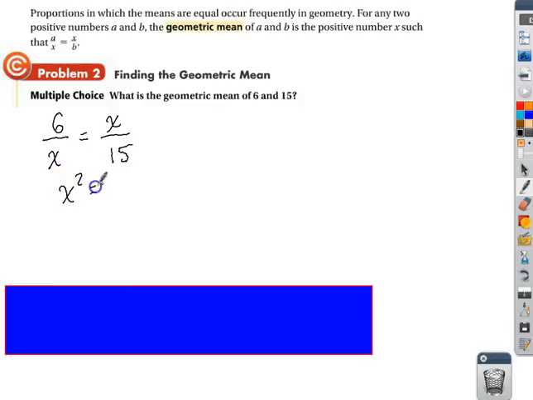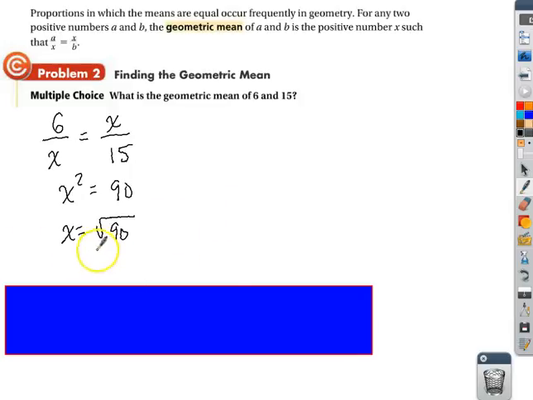So when I cross multiply, I get x squared is equal to 90. And then what would I do? Square root. And x is equal to the square root of 90. Technically, it's equal to plus or minus the square root of 90. But why do you think I'm going to throw away the minus? Because you can't have a negative length, and this is geometry.